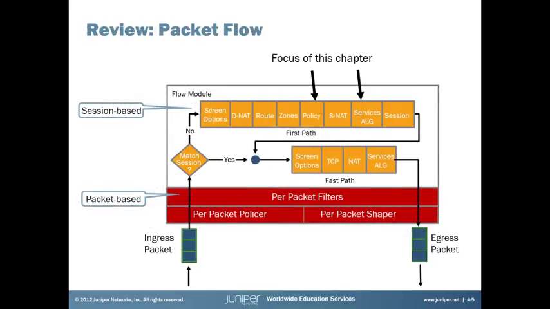Okay, so here's our graphic. We've got traffic coming in on the ingress, and we can do the usual things. We can put firewall filters on it, we can put policers on it if we need to, all the usual stuff. And then it goes up into our flow model. What we're looking at now is the policies and the application layer gateways.